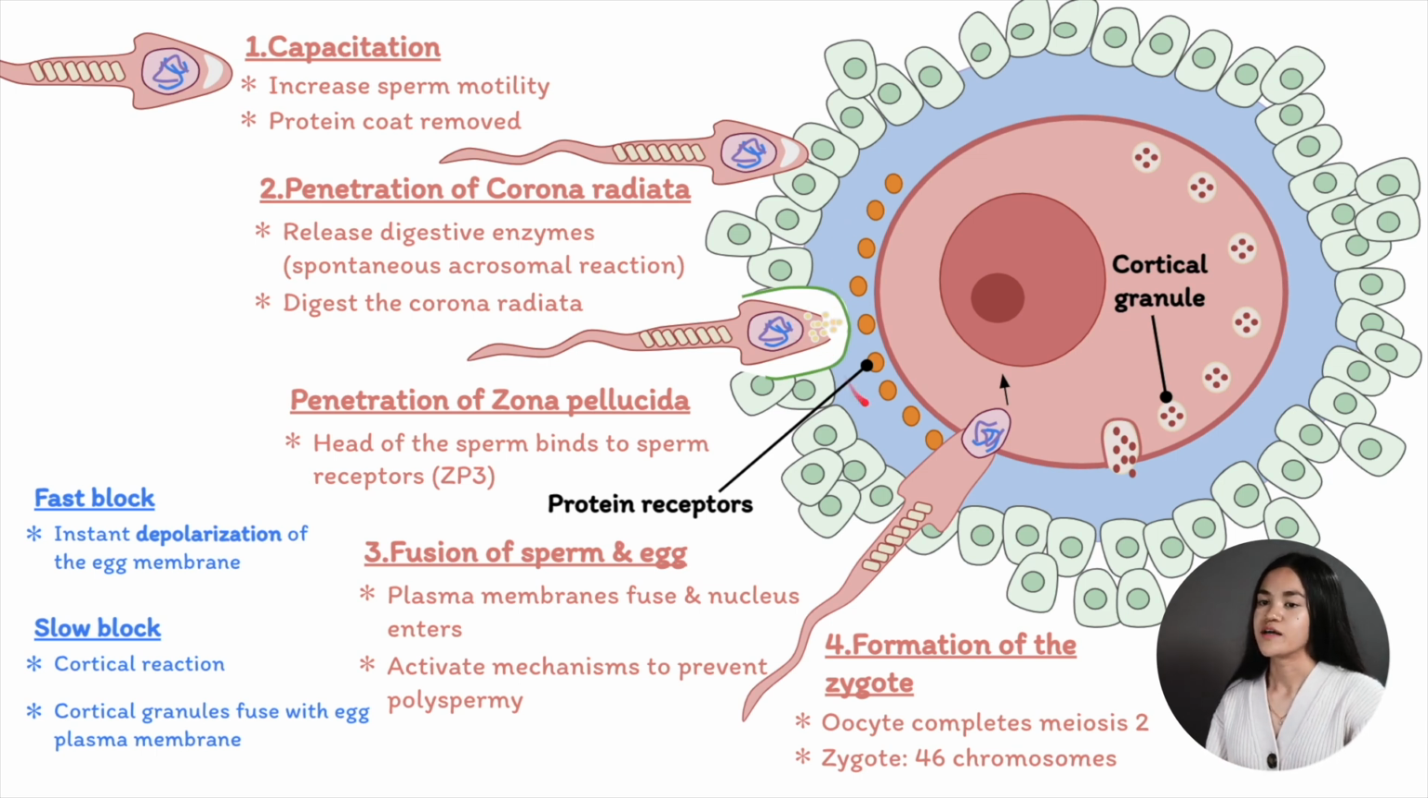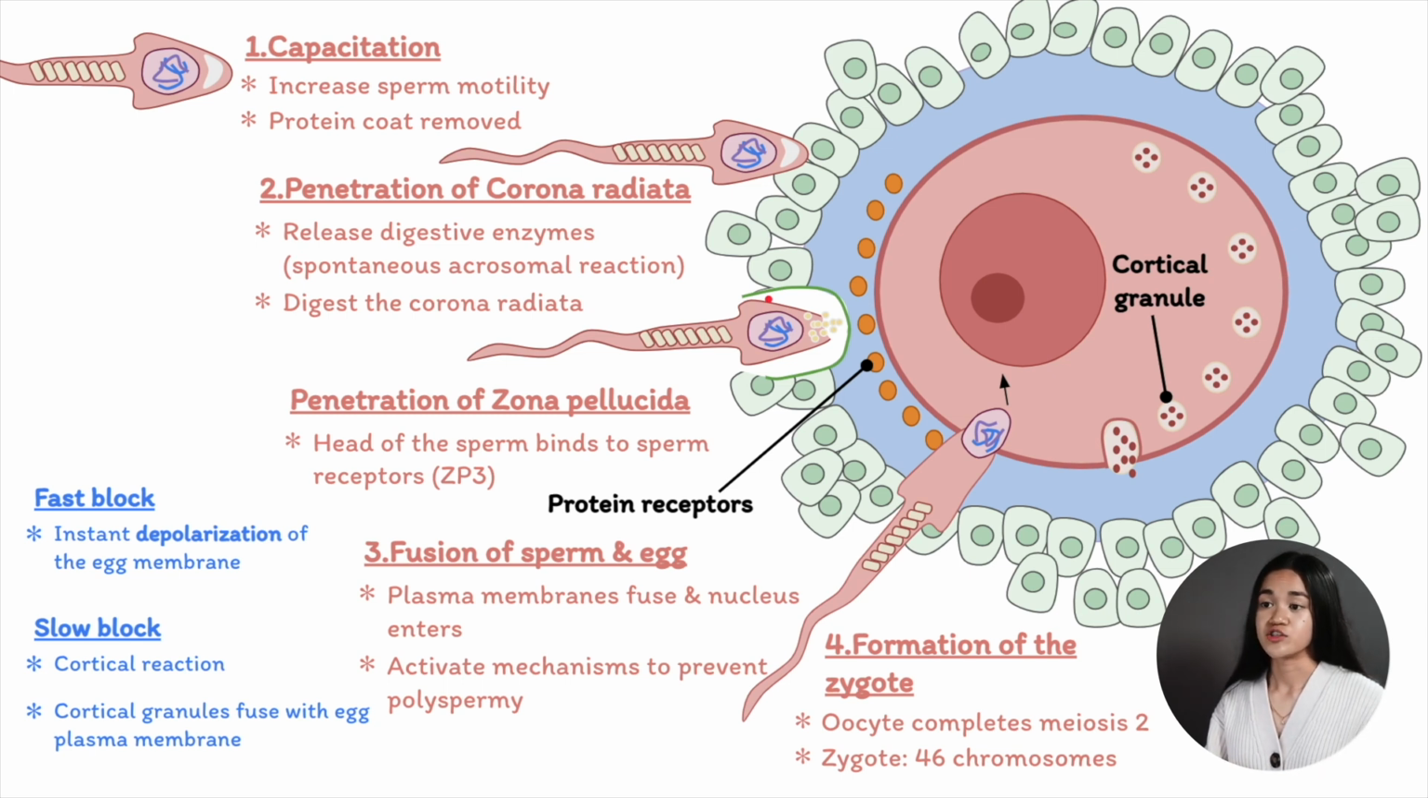Many sperm bind to sperm receptors on the zona pellucida, and so the zona triggers the acrosome reaction and the sperm is able to move through the zona pellucida using their tail to propel themselves forward. So that's the first stage.